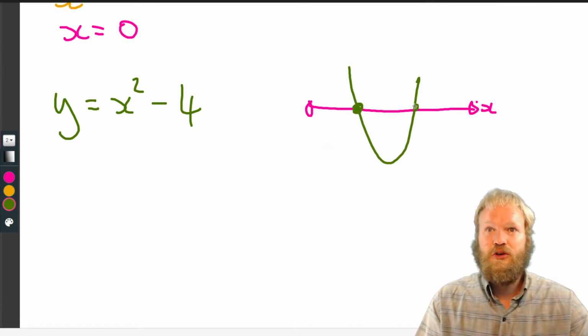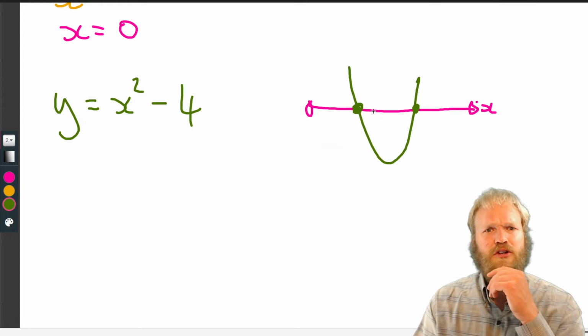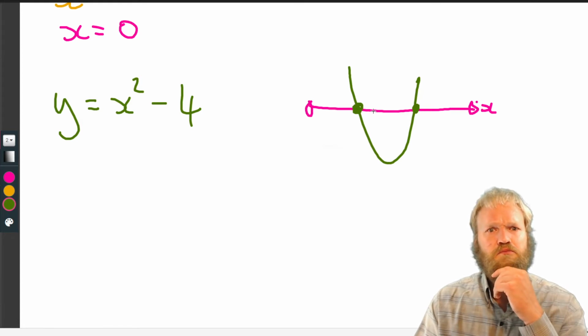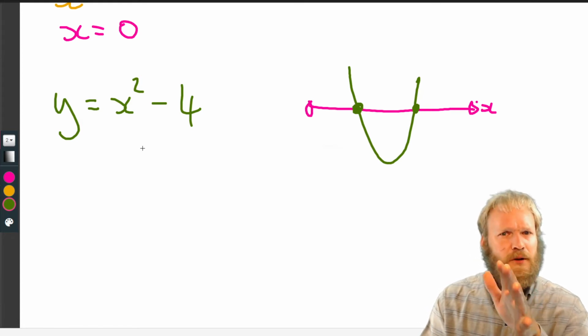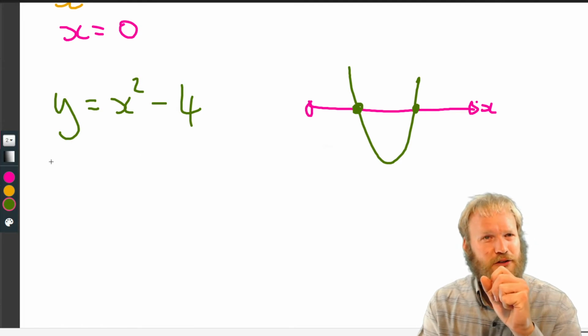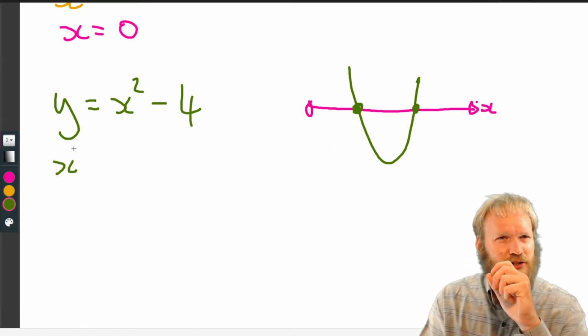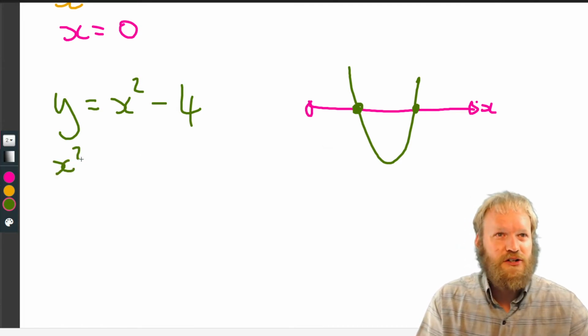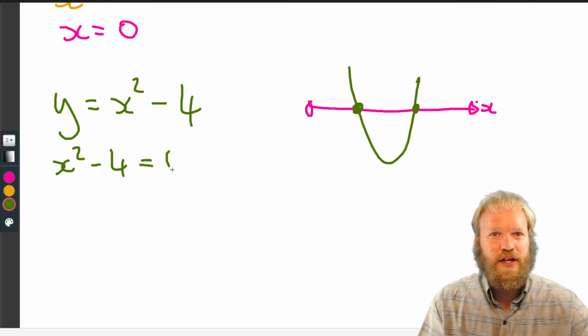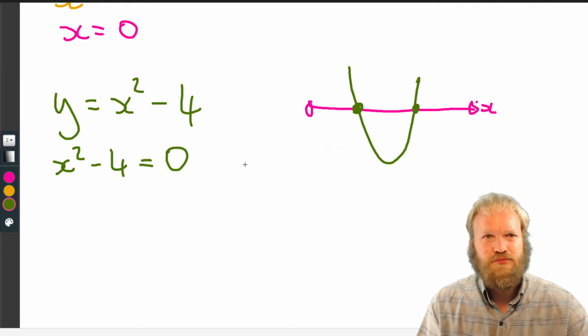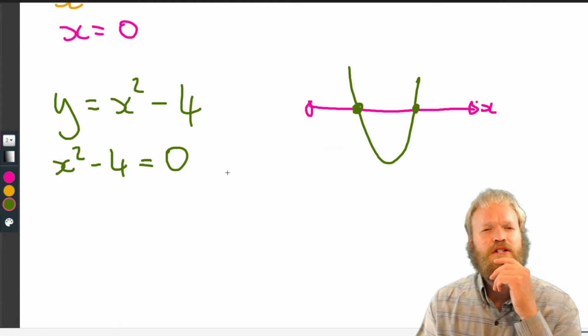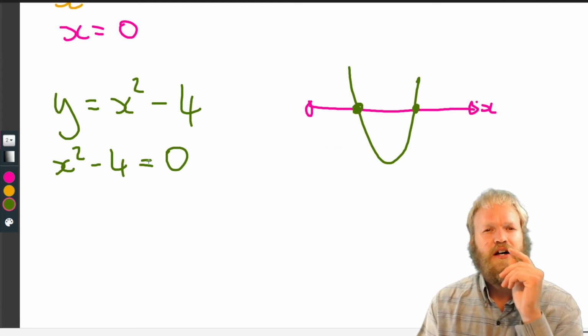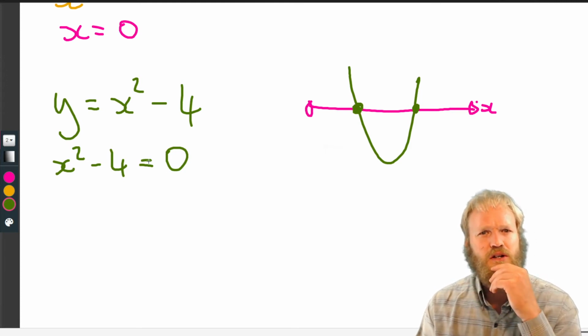But now there are two x-intercepts. What are those two x-intercepts? Okay. Gonna pause, wonder what you wrote there, and say, if we were to solve, and we could actually write, x squared minus 4 equals 0. How would we solve an equation like that? How would you solve that equation?